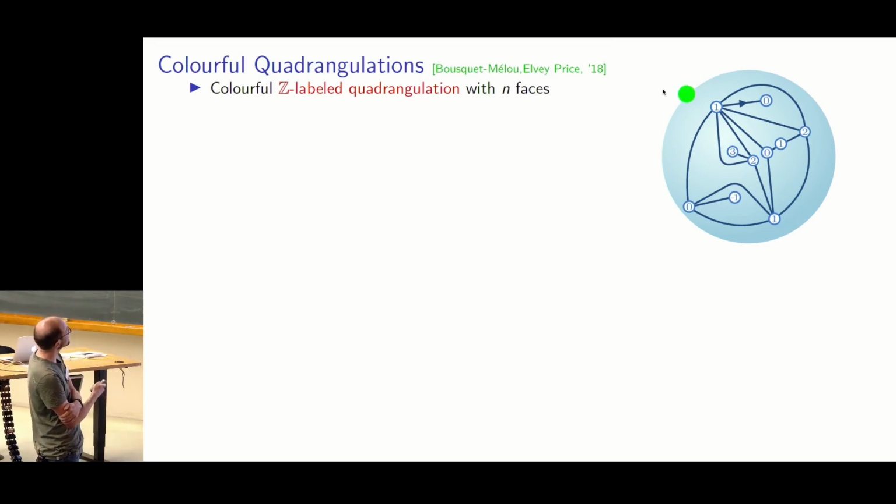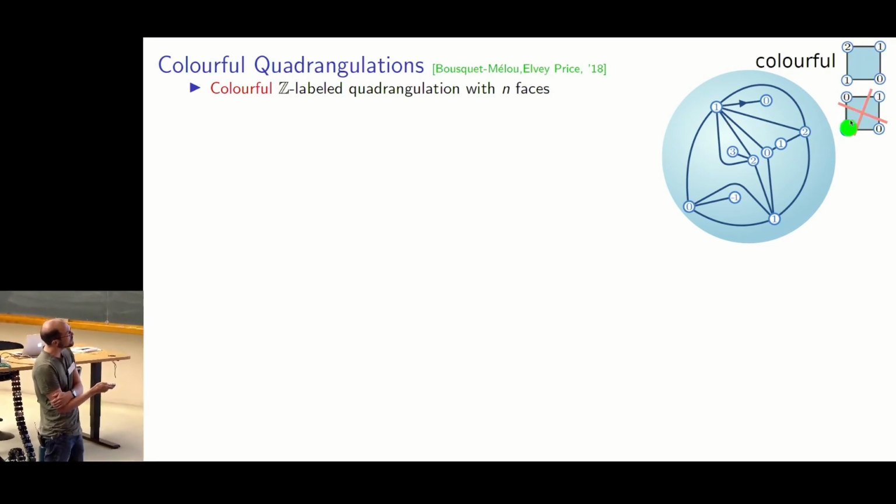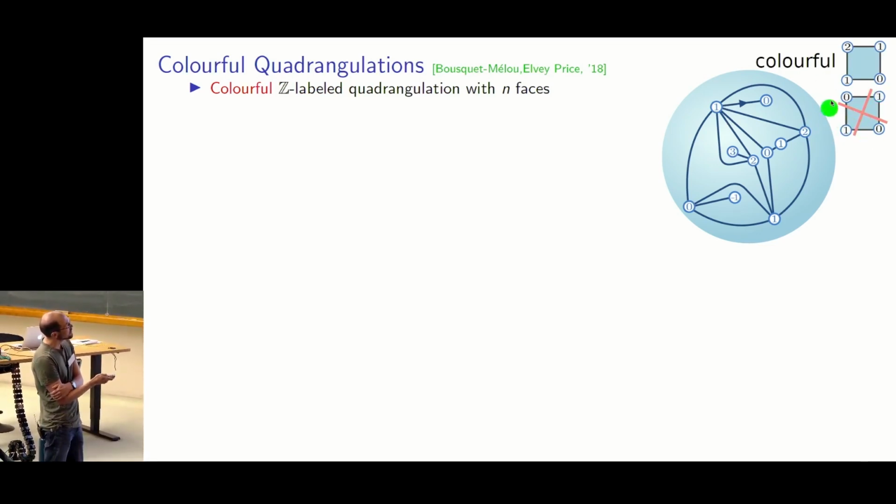So this is the labeled part. You can also convince yourself that in a quadrangulation, if you look at the labels around the face, there are essentially 2 options. You can have an alternating label, so for instance 0, 1, 0, 1, or you can have a label that increases, increases again, and then decreases, decreases. And the terminology in the literature is that this is a colorful labeling.